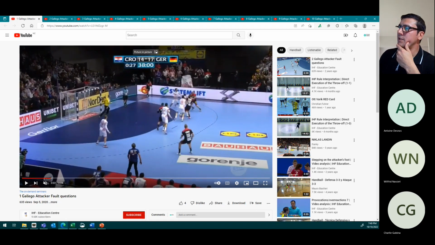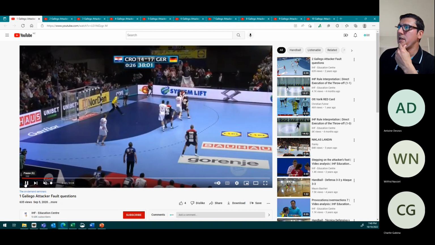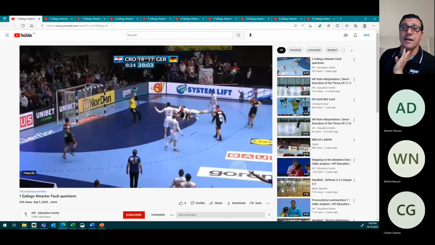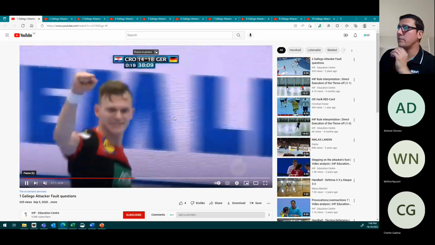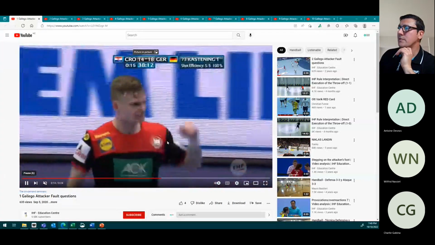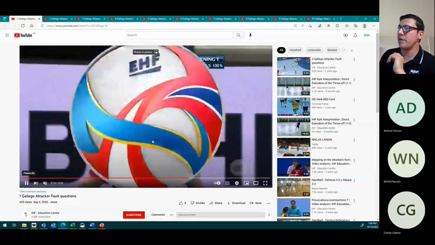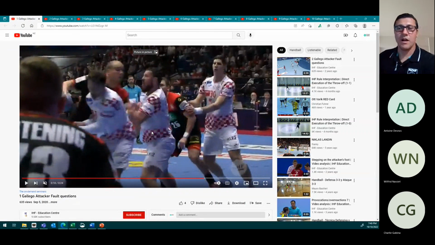Over there, you cannot see it for this player, but over there you can see that the player is clearly inside to win the position to defend the player. It's a very hard call because it's very quick, but as you mentioned before, Will, the line referee is very, very aware of where the defender is going through, which is why he doesn't call the attacking foul.